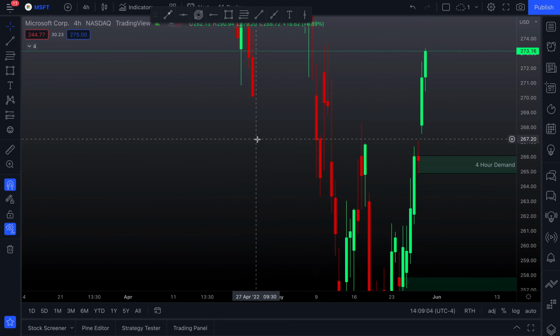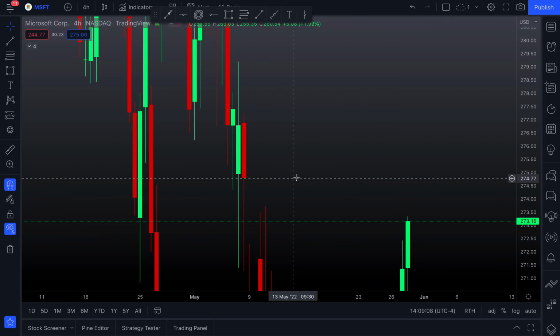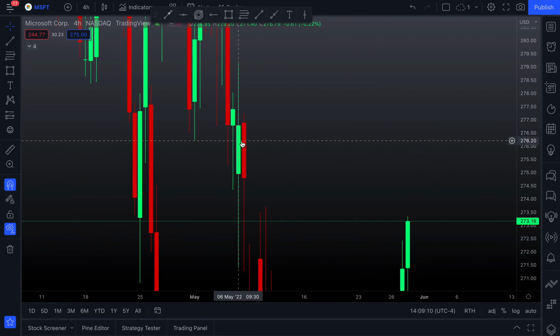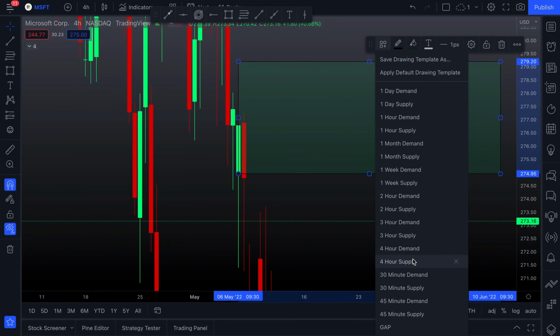So now we keep looking. We have demands right there. Here we go. We have an engulfing, a bearish engulfing sequence right here. Red candle fully engulfs the green candle. So we go from the open of the green basing candle up to the high point of the two candles, which is right here. So 4-hour supply.